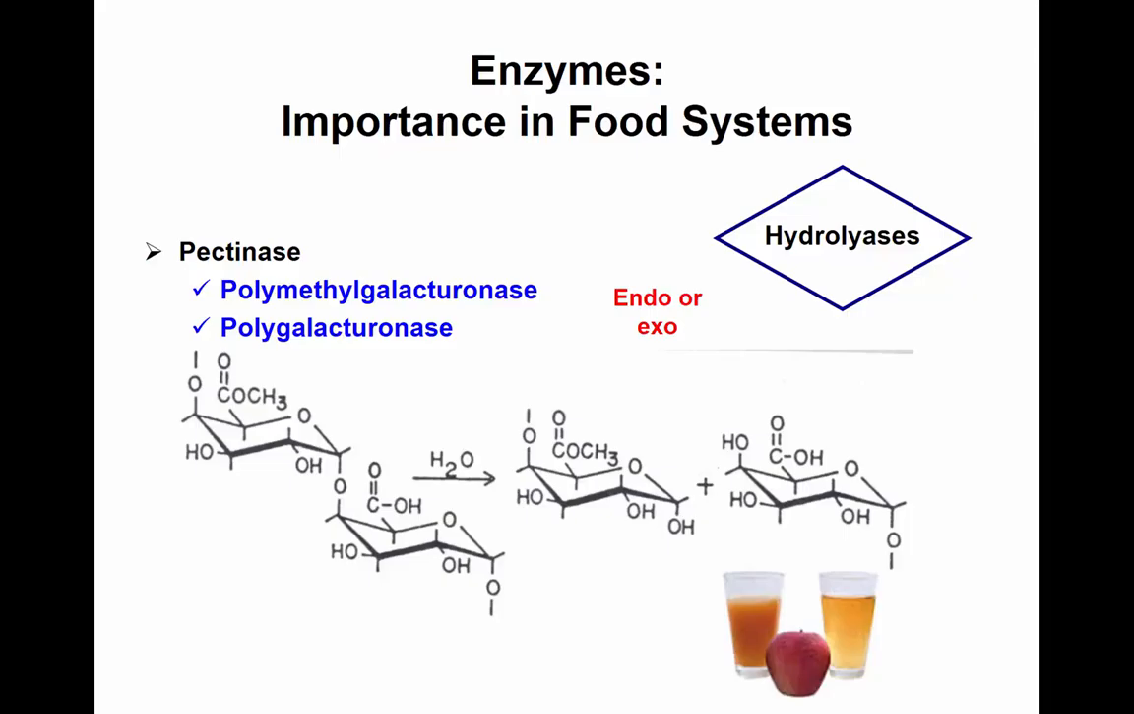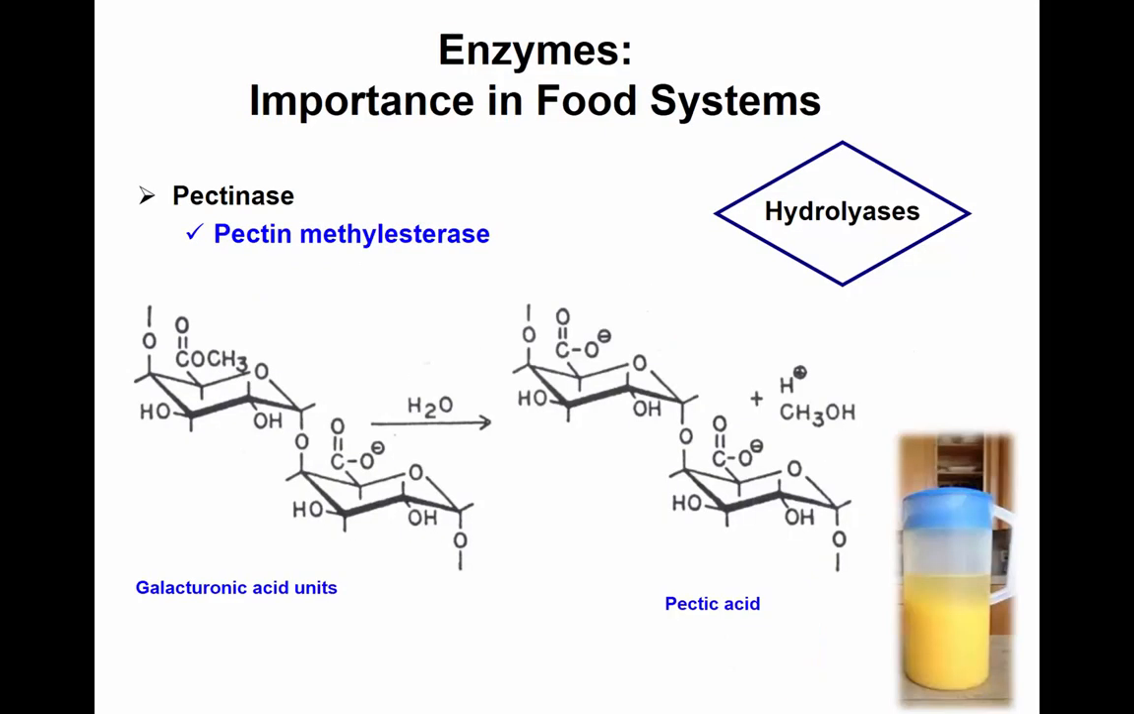So these enzymes are often used in clarification of juices. So here's your apple juice, and here's a clarified apple juice. So in the industry of clarification of juices, pectinase enzymes are used. And some of them are endo or exo. So there are different types. Endo breaks in the middle of the chain, and exo breaks one group at a time from the external extremities.